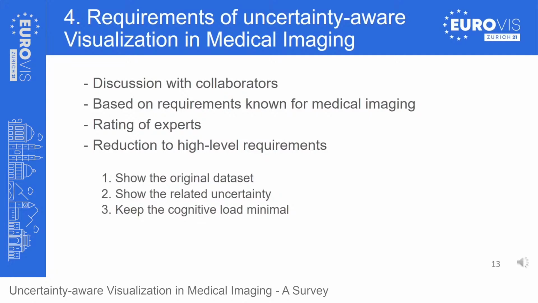Those requirements are shown below, and they are, in fact, show the original data set. This is something that is very important for medical researchers, as they always want to see what was actually captured in a medical data set. The second one is show the related uncertainty to the original data set, which perfectly makes sense because this is what we're targeting here. And the third one is keep the cognitive load minimal. There is something that we can call the curse of uncertainty. And this means that it's often required to have a look at uncertainty of data, but you also add another dimension of complexity to this data. And therefore, the visualization needs to keep the cognitive load minimal, although it shows the data set and the related uncertainty.